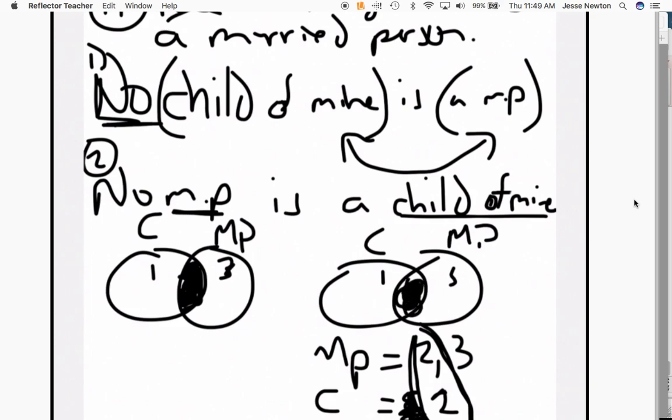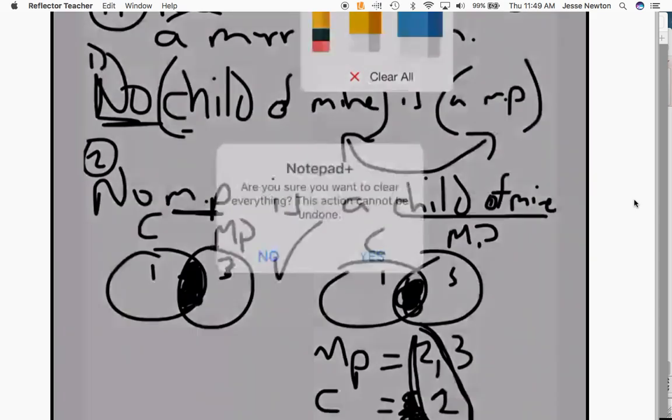And are these two statements logically equivalent? The converse of no child of mine is a married person, is that logically equivalent to no married person is a child of mine? Yes, sir, it is, most definitely. Those two are logically equivalent.